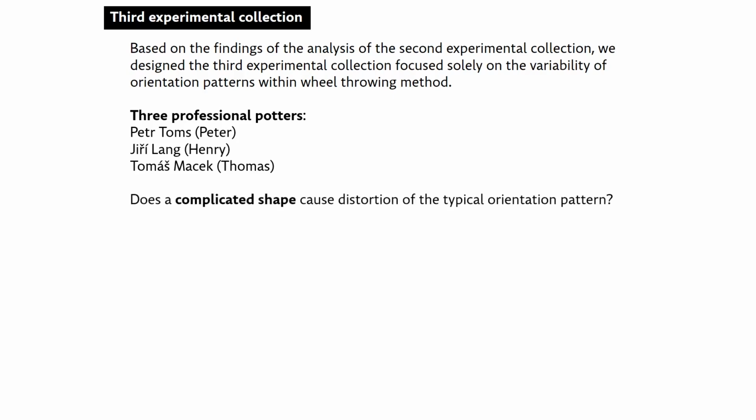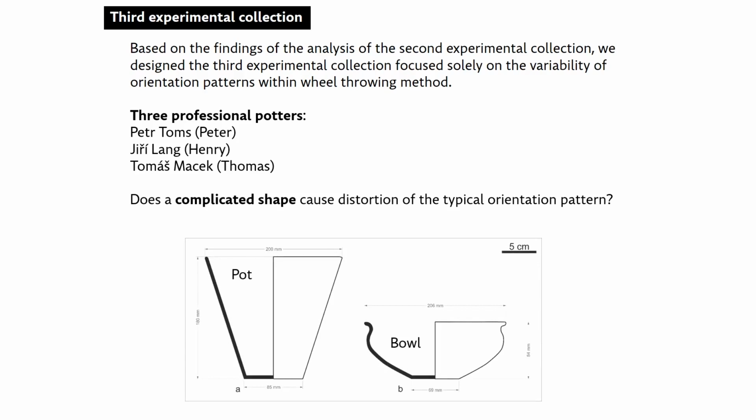The second question was related to the hypothesis that a complicated shape, meaning a shape that requires more movements than simple shaping by lifting of clay, causes distortion of the typical orientation pattern. The assignment for the potters was as follows: to throw 15 slightly conical pots and 15 S-shaped bowls. This shape was chosen because in our application of the methodology we are dealing mainly with late Iron Age pottery in Central Europe, and it is the most common shape of wheel-made pottery in this context. The target wall thickness for all containers was 5 mm.